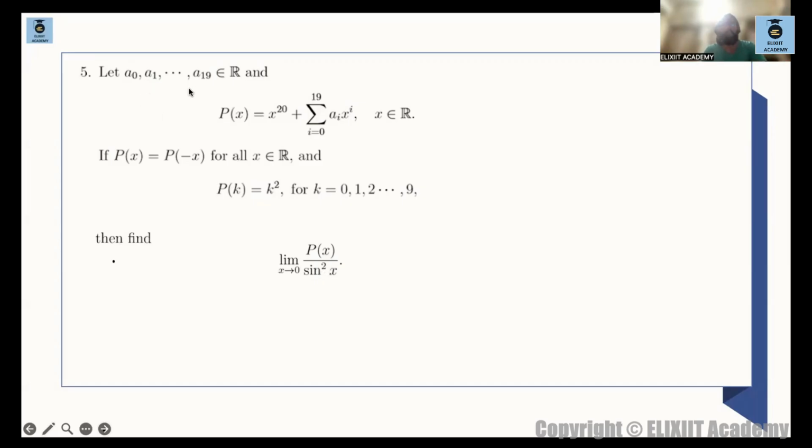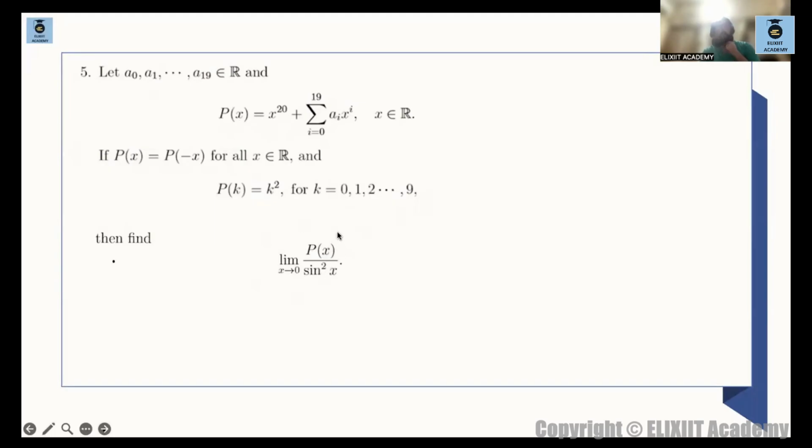Therefore, let a0, a1, a2 and so on till a19 belong to the real numbers, and P(x) is given to be this polynomial: x to the power of 20 plus summation i equals 0 to 19 of ai x to the power of i. And one condition is given: P(x) is P(-x) for all x belonging to R, and P(k) is k square for k equal to 0, 1, 2, 3, and so on till 9.